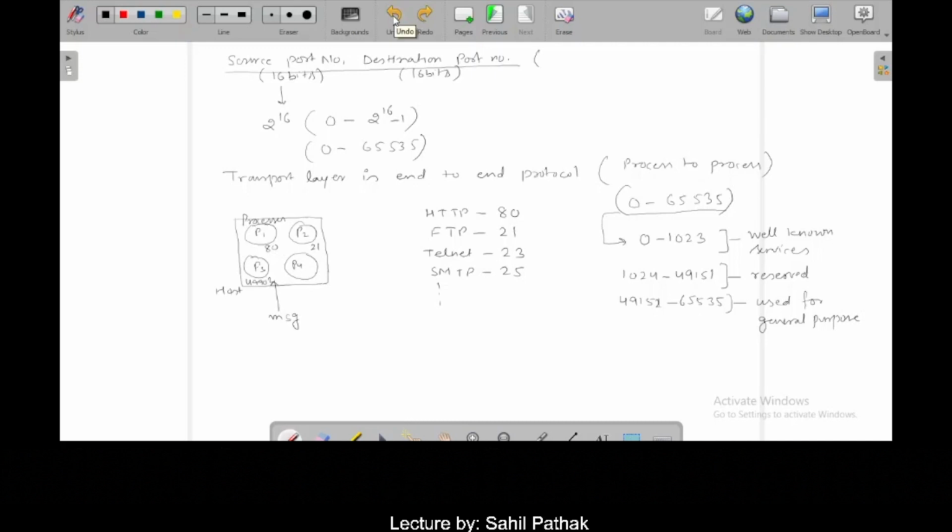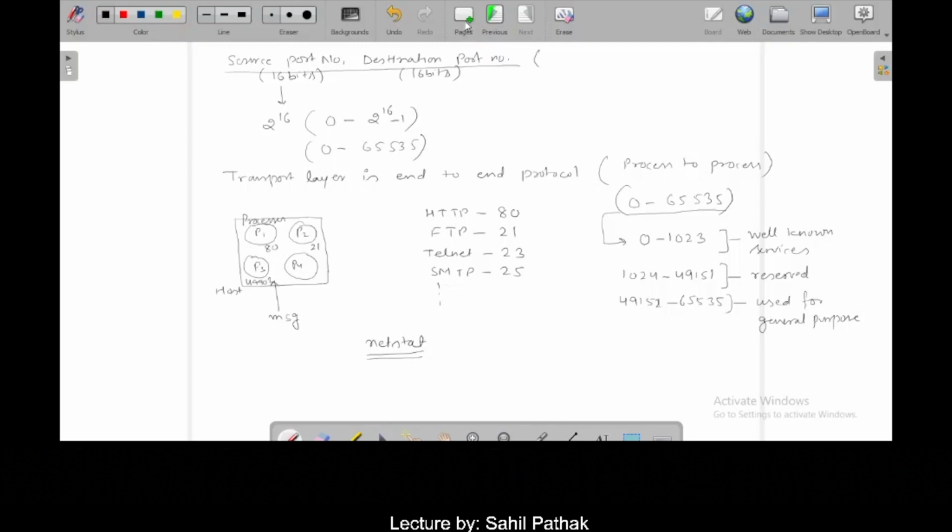Okay, so now the thing is, first of all, how are you going to check the port number? For that the command is netstat. If you want to check the specific port number for a process, then you can use the command netstat.